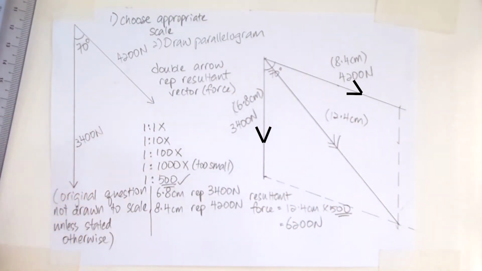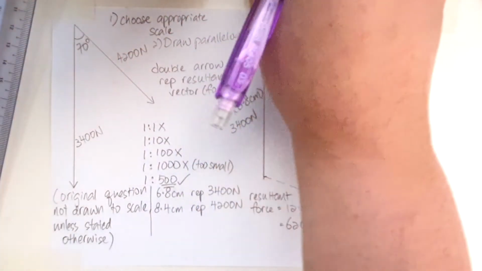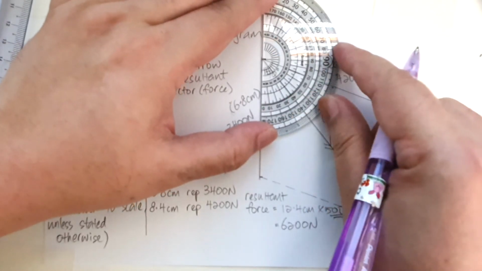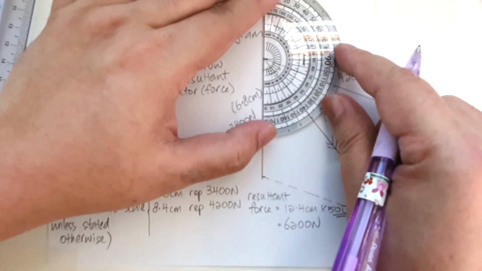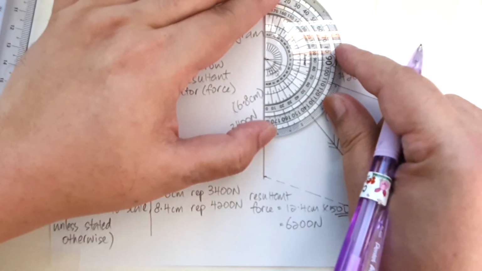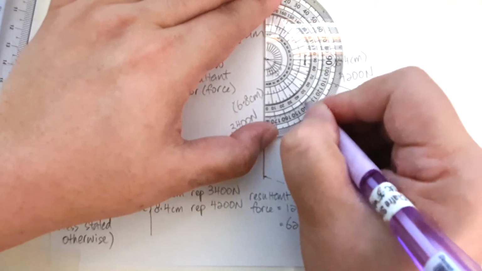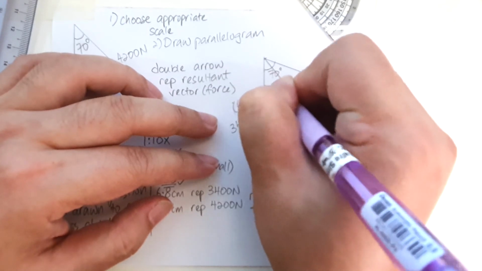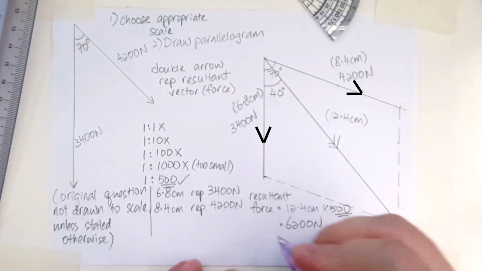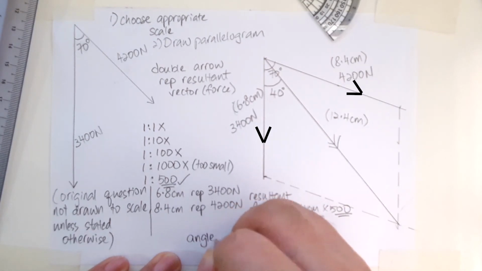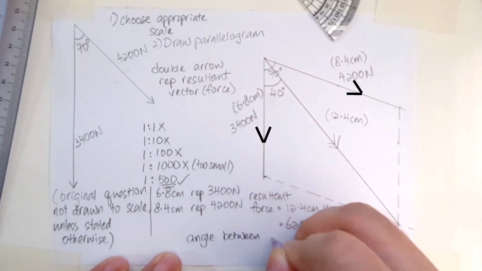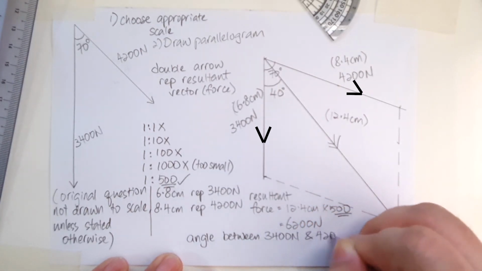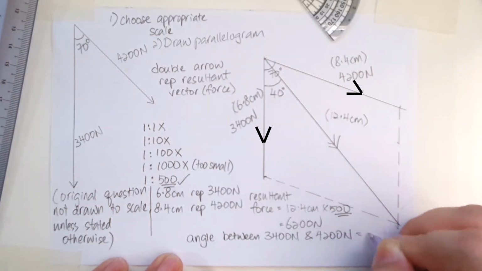And finally, what is unique now is that the direction of the vector is not your usual north, south, east, west kind of direction, or front, back, left, right, up, down. This direction is taken with reference to one of the vectors. And in this case, I chose 3,400 newtons. You can also choose 4,200 newtons if you like. But in this case, I chose the direction to be the angle between 3,400 newtons and the resultant vector. So for vector resolution, the direction refers to the angle between one of the components and the resultant vector.